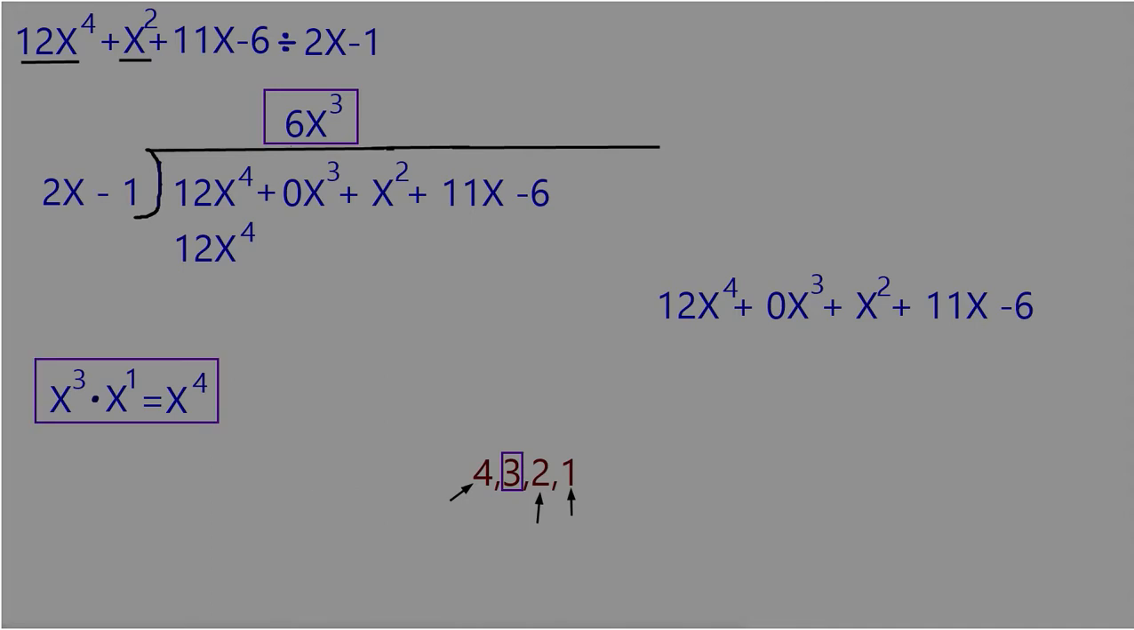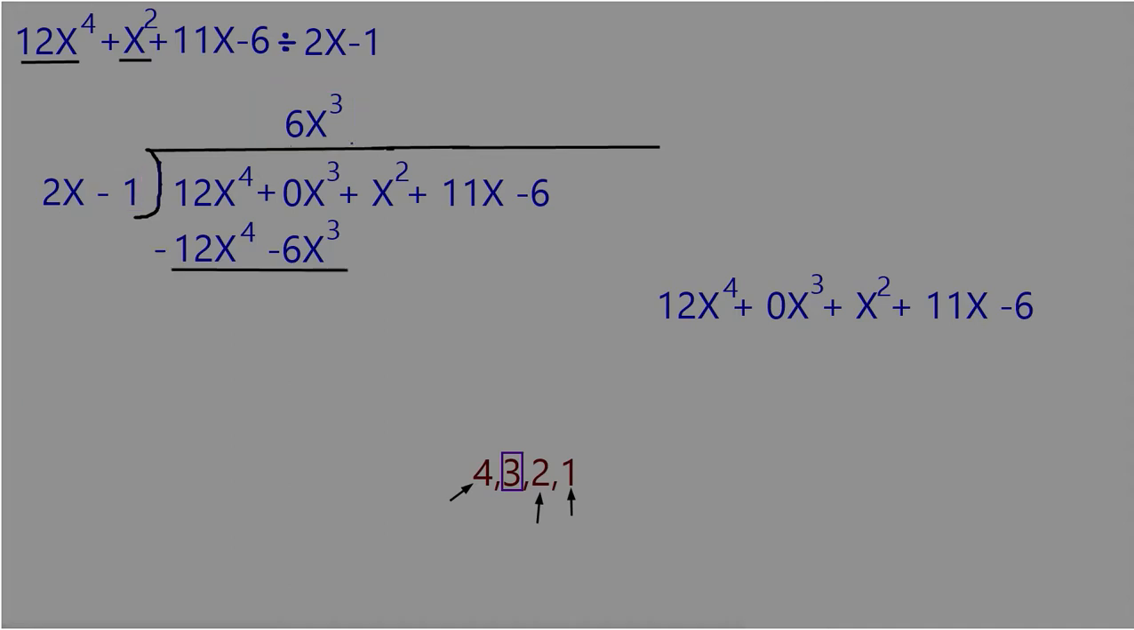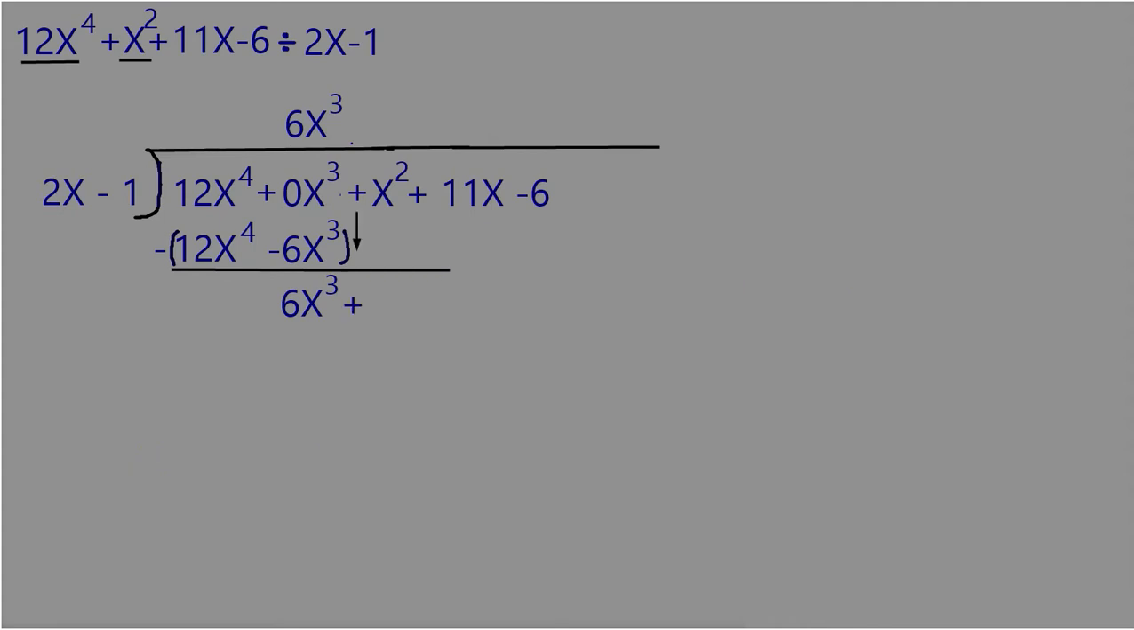6x raised to the power of 3 times negative 1 gives negative 6x raised to the power of 3. We place like terms with each other. 0x raised to the power of 3 minus 6x raised to the power of 3 gives positive 6x raised to the power of 3, because two negative signs give positive. We now bring down this plus sign, along with x raised to the power of 2.